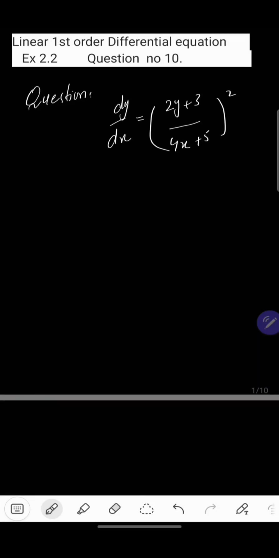Today we will discuss question number 10 of exercise 2.2. The question given is dy divided by dx is equal to (2y plus 3) divided by (4x plus 5) whole square. We will solve this equation by the separable variable method and find the general solution of this given differential equation.